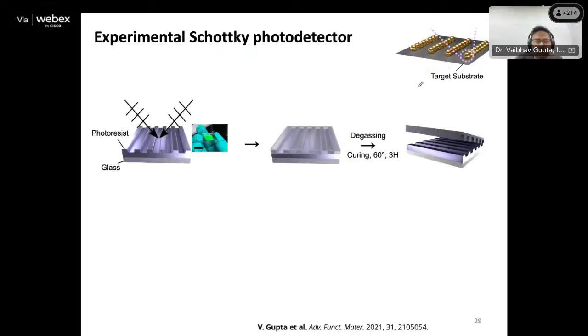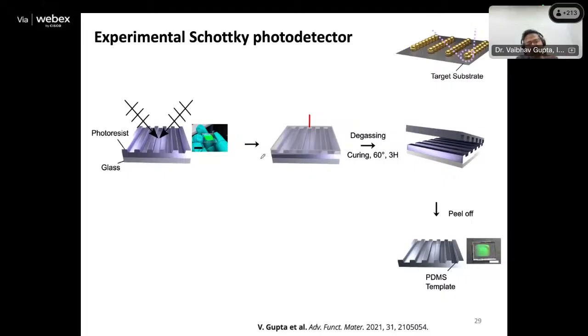How do we do this? We first start with the fabrication of gratings. We take two beams, do interference lithography, and create patterns of 1D lines. Then we take a solution called PDMS, a very flexible material, we put it on top, and finally we cure this material and peel it off. This was the master template, and then we create a replica of it. This is called the PDMS template.